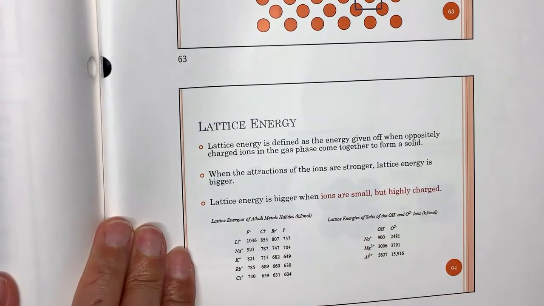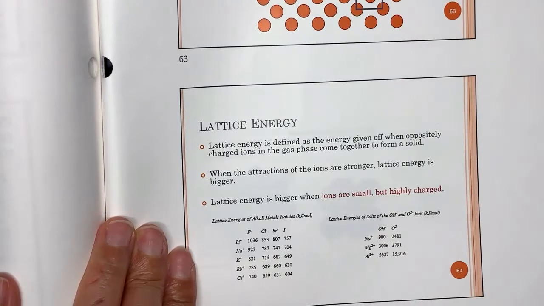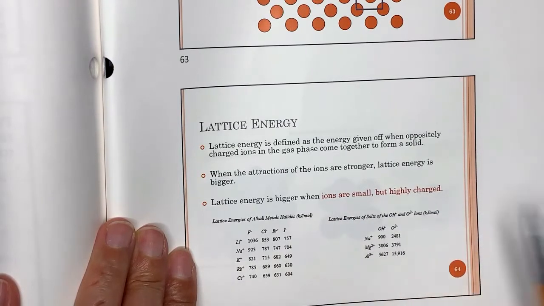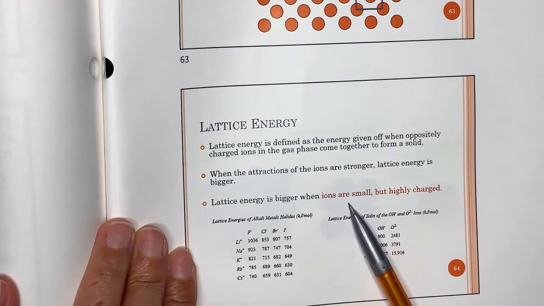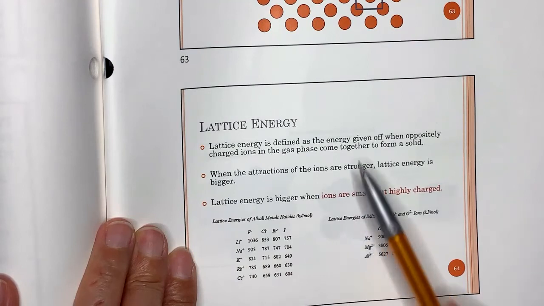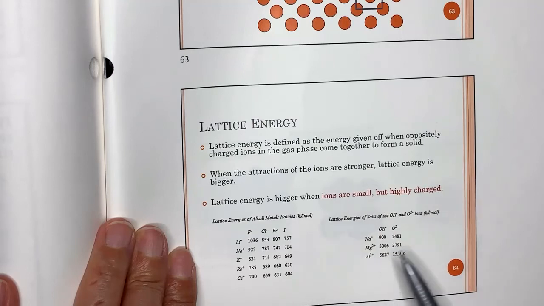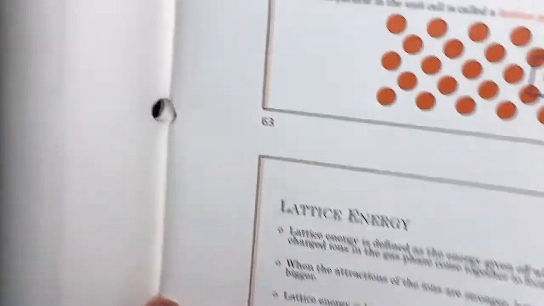It's just a definition. So if you take the ions in gas phase and combine them into solid, they should lose energy from gas to solid. So the amount of energy that they lose is called the lattice energy. Okay, lattice energy is bigger when ions are small but highly charged. Small ions can bond closer together, so they're more stable, lower energy. So you end up releasing from gas all the way down to the bottom, more stable value. So it's bigger lattice energy. Highly charged will give you a stronger bond, so it's also more stable. So it will give higher lattice energy as well.